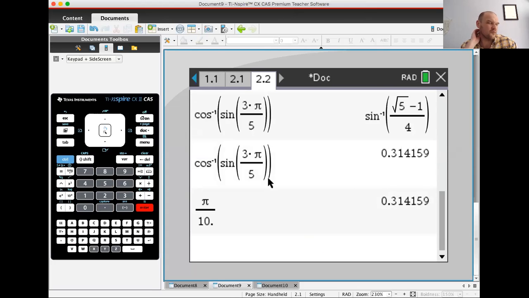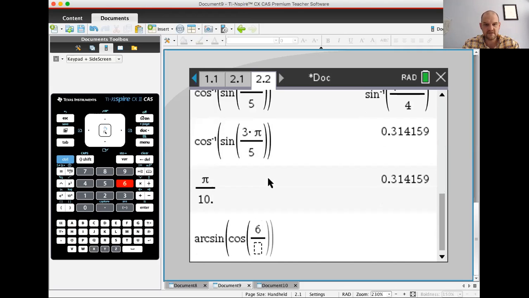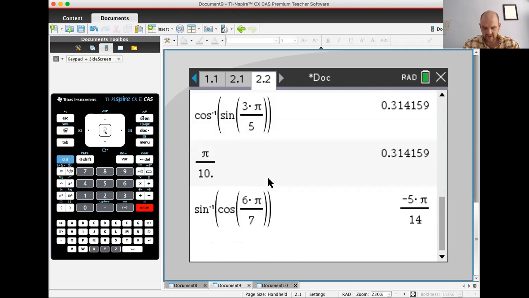For weird reasons, you can find the sines and cosines of the pi over 5s, which maybe if we have time, we'll talk about at some point. I don't know what it means to have time when you're just watching a lot of videos. I mean, obviously you have time. So we just got the equivalent answer, and that's kind of interesting. Arc sine of the cosine of 6 pi over 7 gives us negative 5 pi over 14.